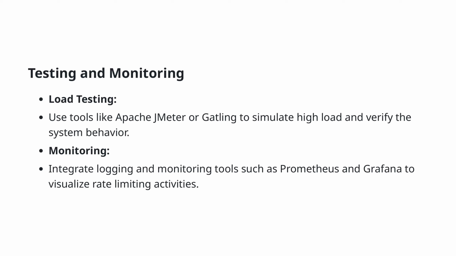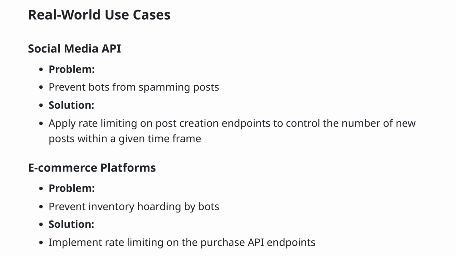Let's discuss some real-world use cases where rate limiting can effectively manage API usage and ensure system stability. First, consider a social media API. A common issue is preventing bots from spamming posts. To tackle this, you can apply rate limiting on post creation endpoints. This will control the number of new posts that can be created within a specific time frame, thereby mitigating the risk of spam and preserving the integrity of your platform.